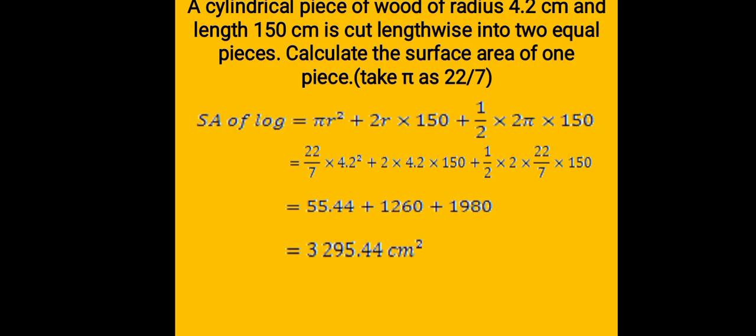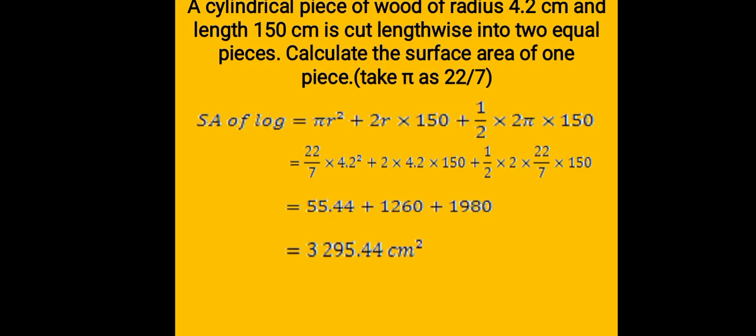A cylindrical piece of wood of radius 4.2 centimeters and length 1.5 centimeters is cut lengthwise into two equal pieces. Calculate the surface area of one piece. Take pi as 22/7.